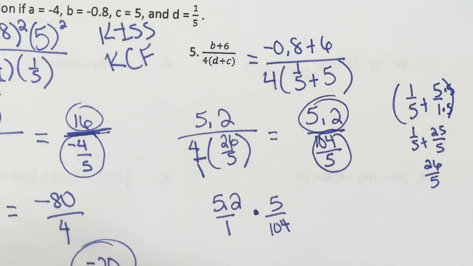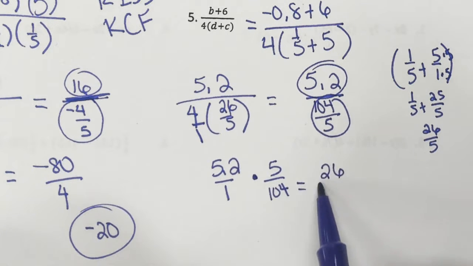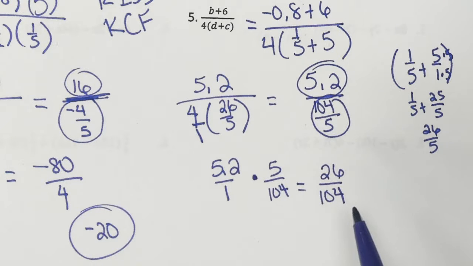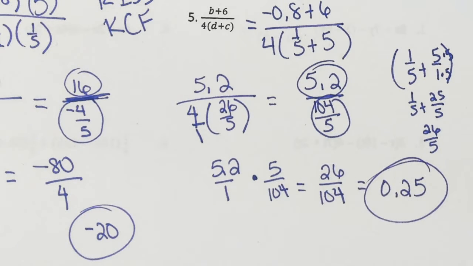All right, what is 5.2 times 5? 26 over 104, and that is 1/4, which is 0.25. Is that right? Check me, make sure. Is that right? Yes. All right. Are y'all okay? I did mine different than that, but I got the same. What'd you do? I didn't do the change, I flipped and multiplied. Yeah, that's fine. That'll work.